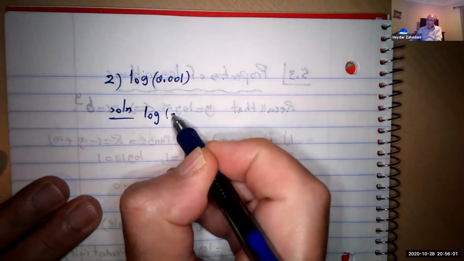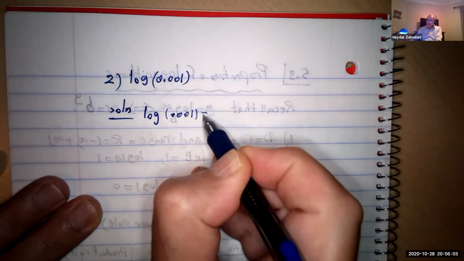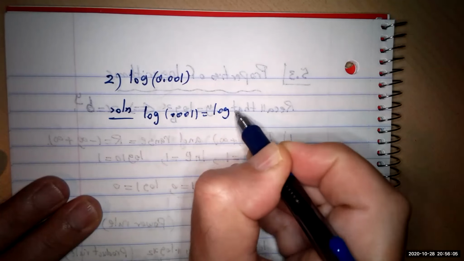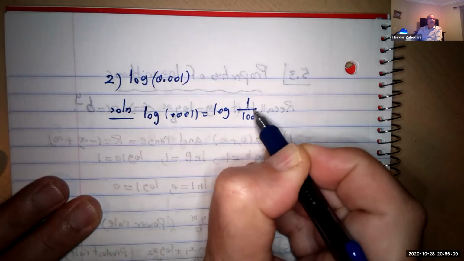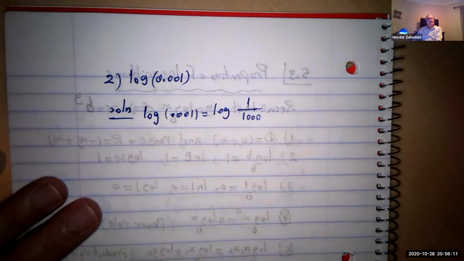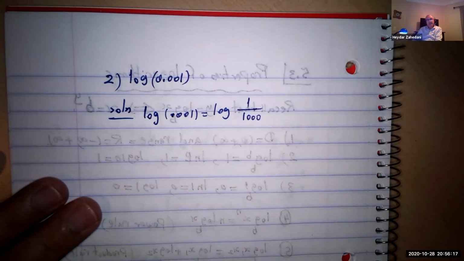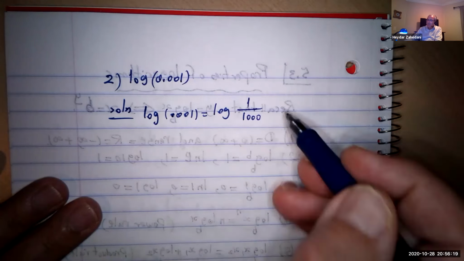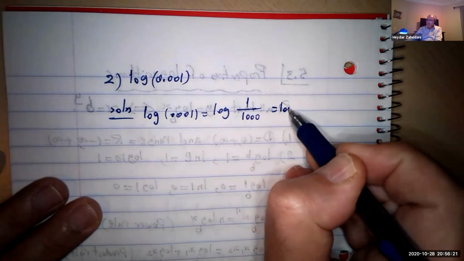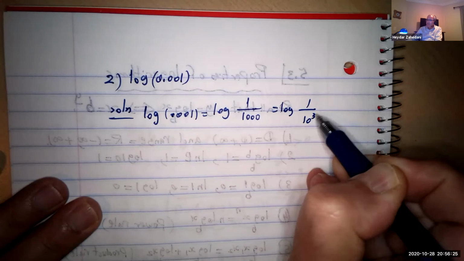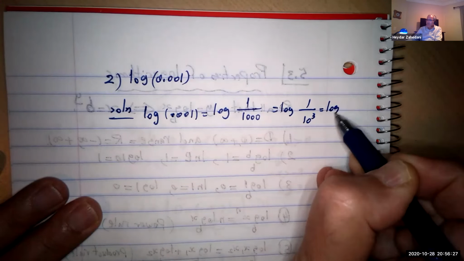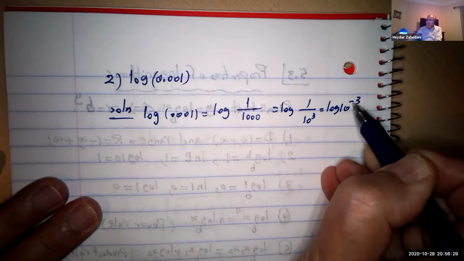So let's write it down again. You see, what is this number? This number is 1 over 1,000. Now you know that 1,000 is 10 cubed. And you bring it up, 10 to the negative 3. It's going to be log of 1 over 10 to the third. You bring it up, that gives you log of 10 to the negative 3.